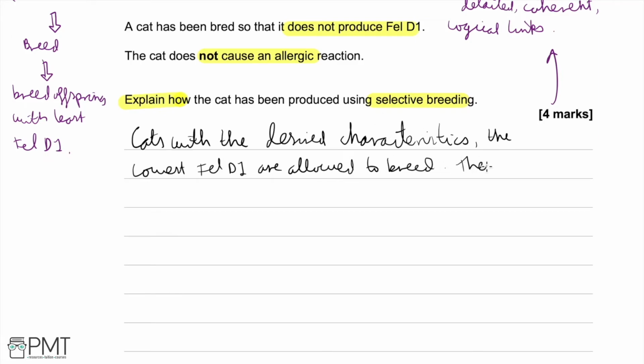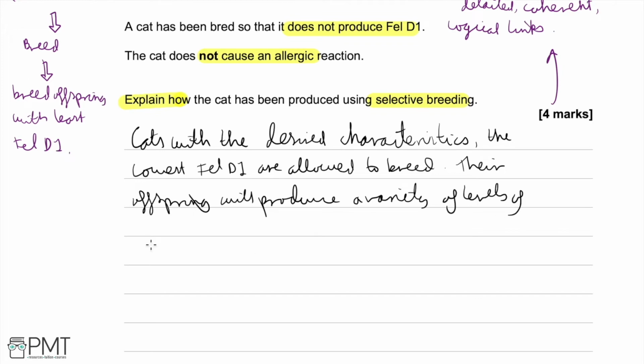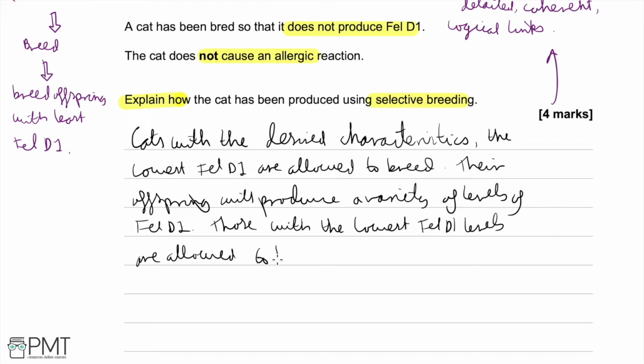Our next point will explain what happens in this process. And this is that their offspring will produce varying amounts of the levels of FeLD1. Now of these, those with the lowest levels of FeLD1 will be chosen and allowed to breed with each other.